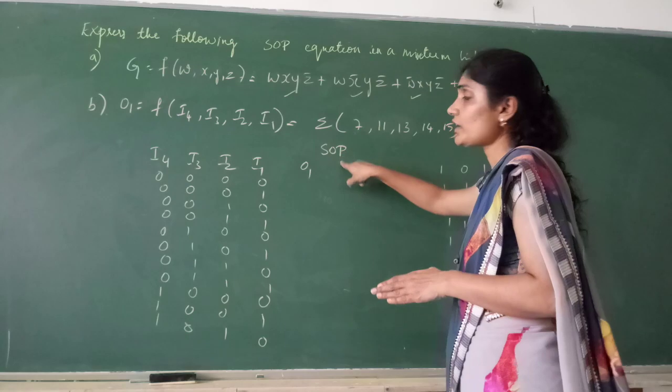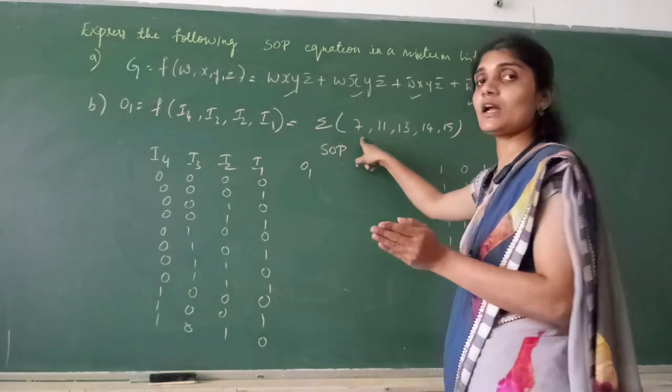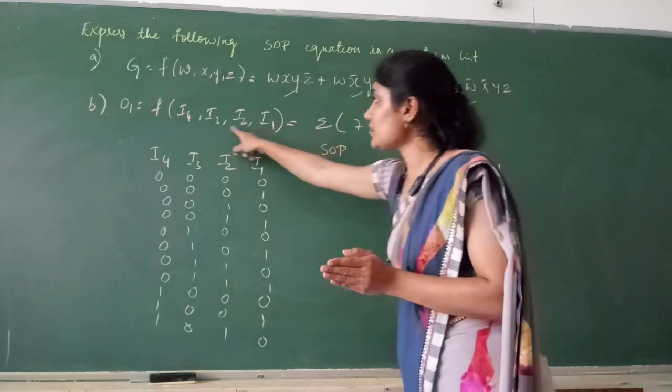Now from this you can write the SOP equation. Now I am teaching you how to write the truth table by looking at the mean terms. So these are the 4 variables.